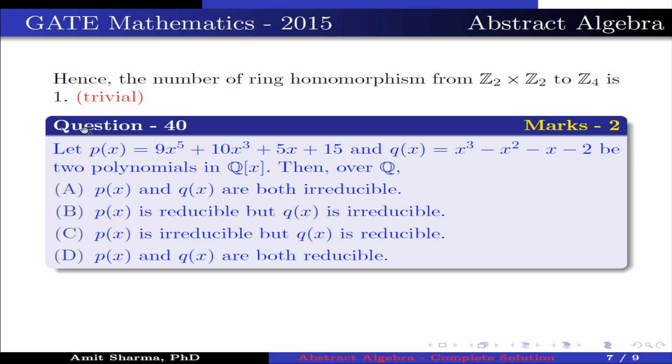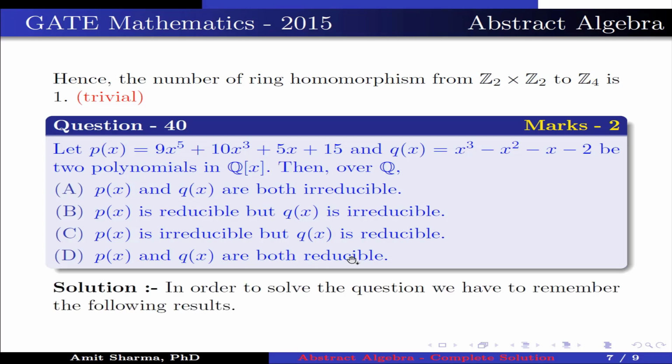Question number 40. Let P(x) is equal to 9x to the power 5 plus 10x cube plus 5x plus 15 and Q(x) is equal to x cube minus x square minus x minus 2 be two polynomials in Q[x], then over Q. Option A, P(x) and Q(x) are both irreducible. Option B, P(x) is reducible but Q(x) is irreducible. Option C, P(x) is irreducible but Q(x) is reducible. Option D, P(x) and Q(x) are both reducible.